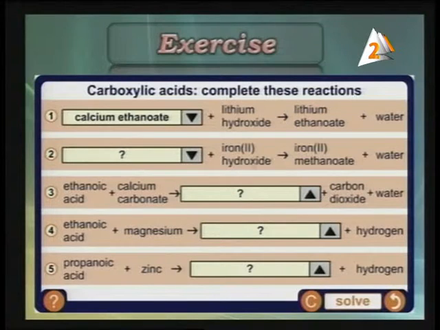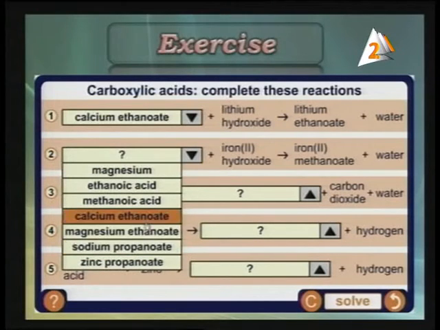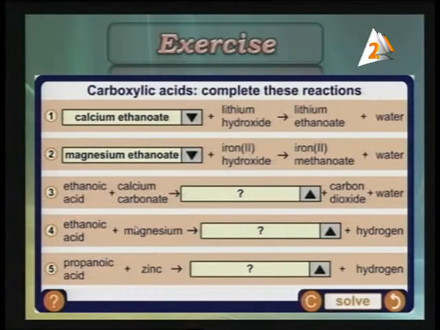After that we have iron 2 hydroxide, so we have iron 2 methanoate. I need, this is methanoate. Here we have the calcium ethanoate, magnesium ethanoate. Which one makes iron hydroxide that replaces this one? So here we have sodium, any one of them, we have magnesium ethanoate.